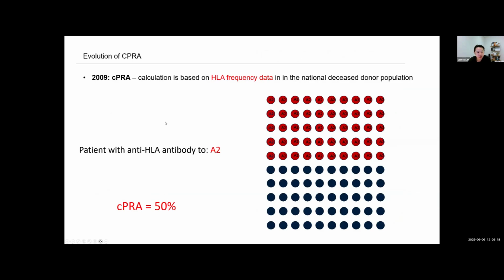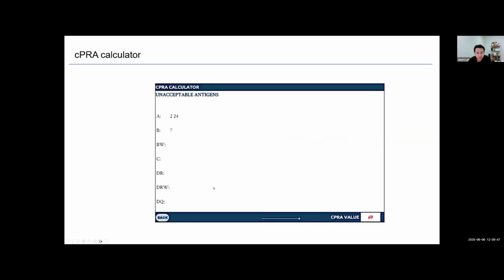And this test was modernized to a calculated frequency because over time we know the population frequency of these HLA antigens. For instance, A2 is a very common HLA molecule that's in 50% of the population. So when someone has an antibody developed against A2, right away their CPRA goes to 50%, meaning that 50% of the donor pool they're not eligible for, that they're anticipated to be excluded from.